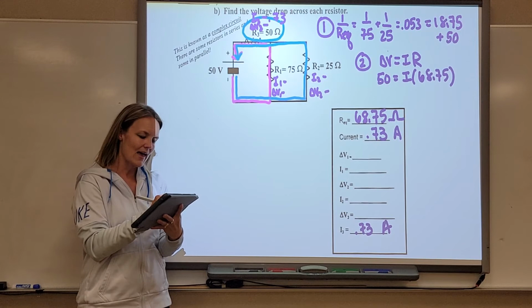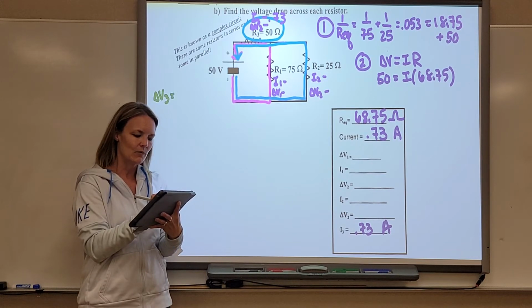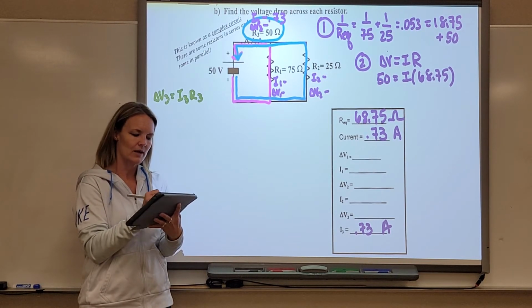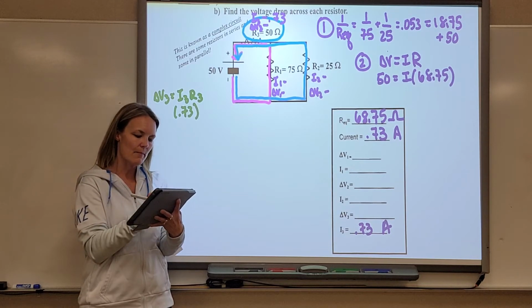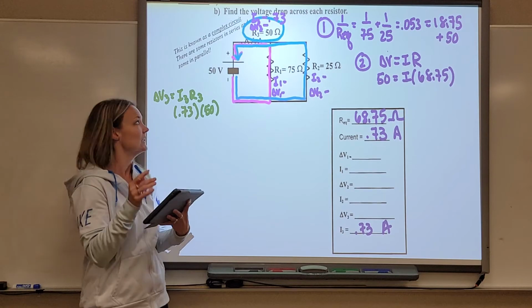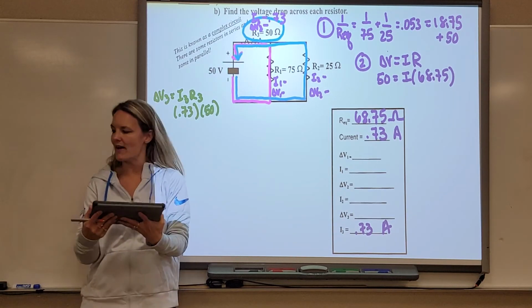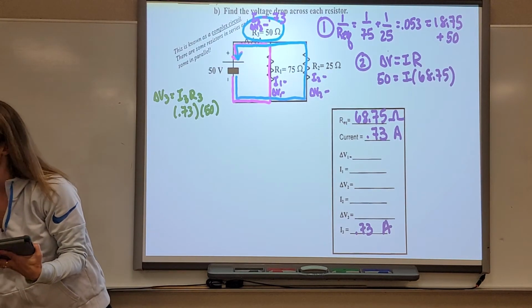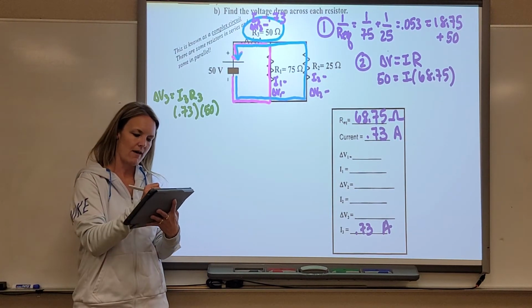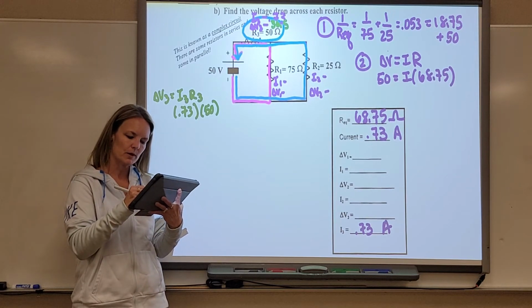So knowing that delta V3 equals I3 times R3, we have the total current, 0.73. We have our resistance of 50. If I multiply those two together, I find that my voltage there is 36.5. It's kind of hard to read it up there, so I'm going to put it down here as well.